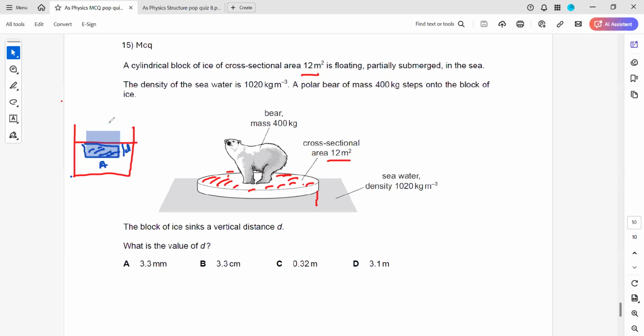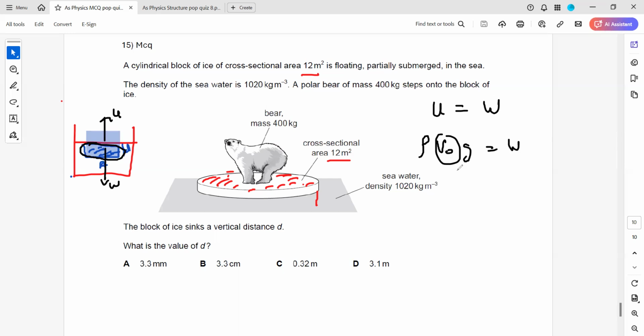Because this object is floating, the upthrust will be equal to the weight. So upthrust equals weight, or weight equals upthrust. What is upthrust? Upthrust is the density of the fluid in which the object is floating, times the volume of the object, but this is not the total volume of the object. This is the volume of the object which is in the fluid.